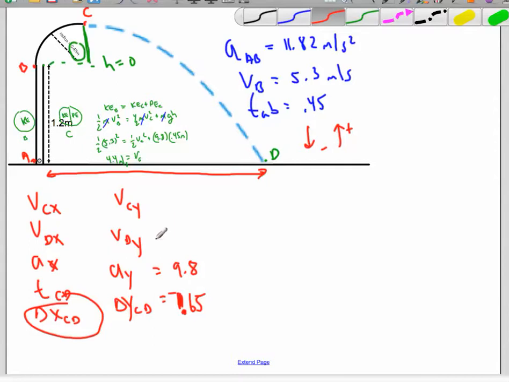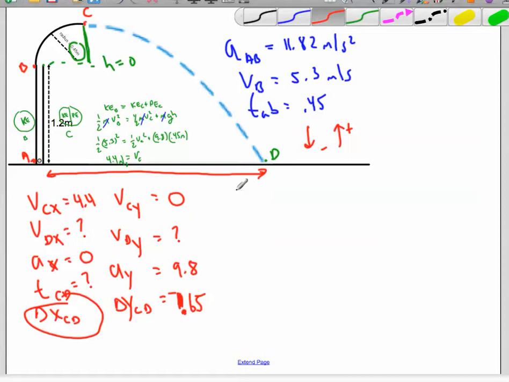v_dy is an unknown. v_cy, that's how fast it's going vertically at point C, and that's 0 because it comes out horizontally. But v_cx is that 4.4 meters per second. v_dx is an unknown. a_x is 0. And this is also an unknown.